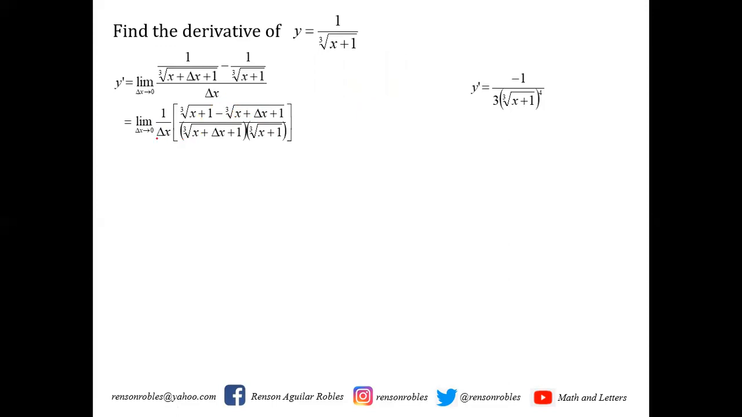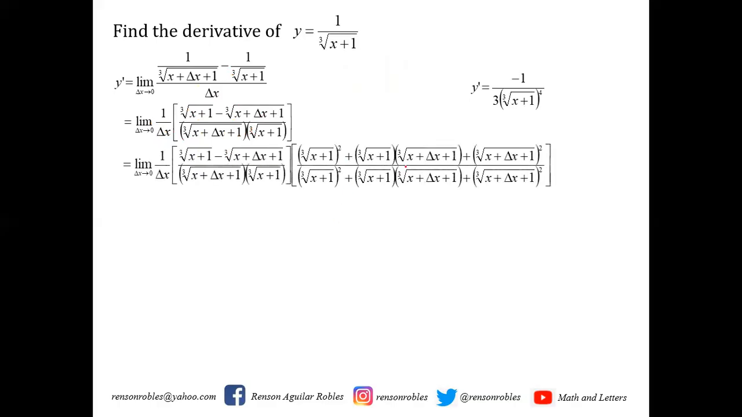Because we want to eliminate this delta x. Okay, that is our goal. You just eliminate the delta x on the denominator. And we can only rationalize this numerator if we multiply it by this expression, okay?